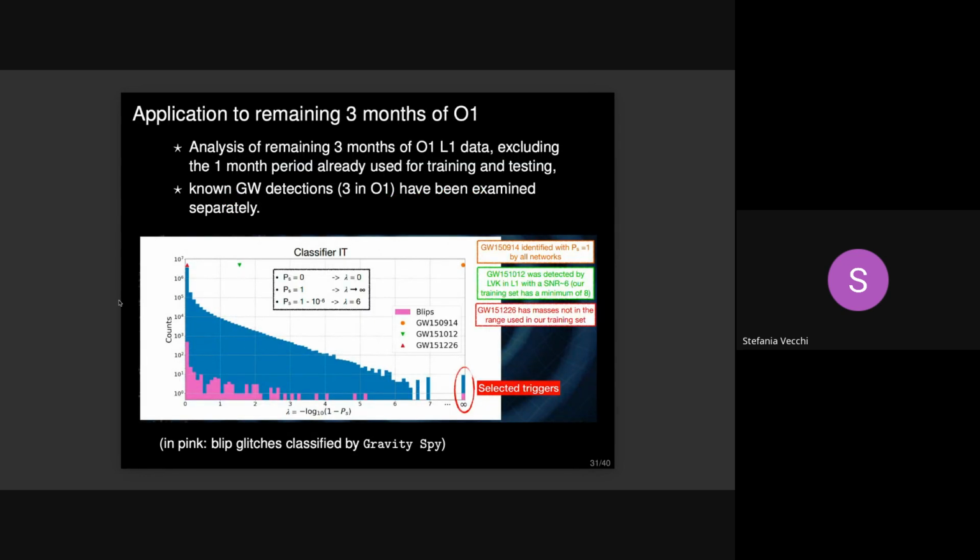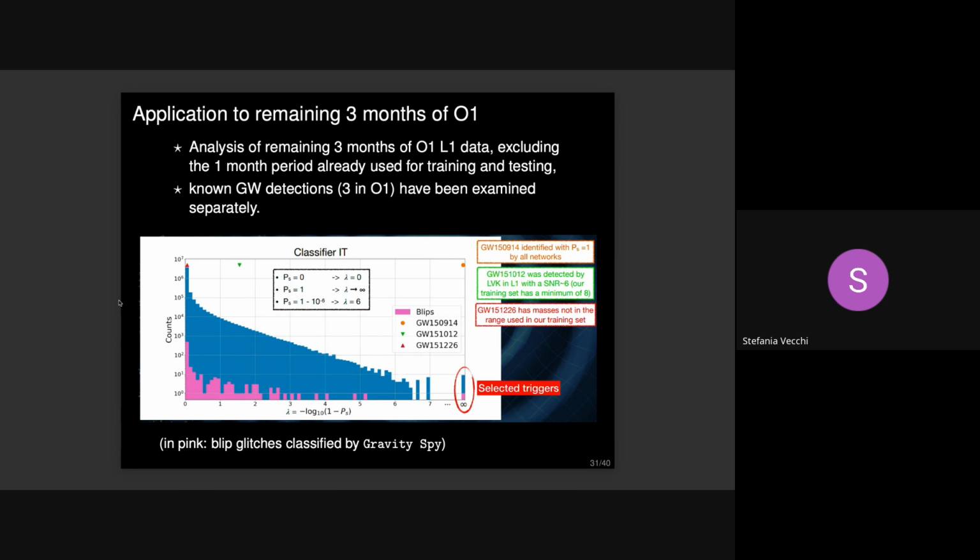And then, we trained that on 1 month of the LIGO O1 data, LIGO Livingston 1. But there were other 3 months in which we could use the data. So we used all the noise from this data, in which we artificially injected signals in software to test how the networks are performing. We also tested the network on the 3 detections that we had in O1: this first one and the 2 other ones that were detected.